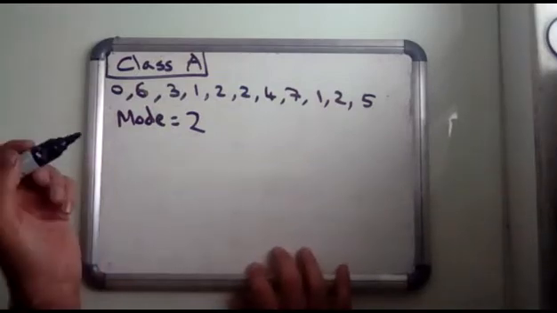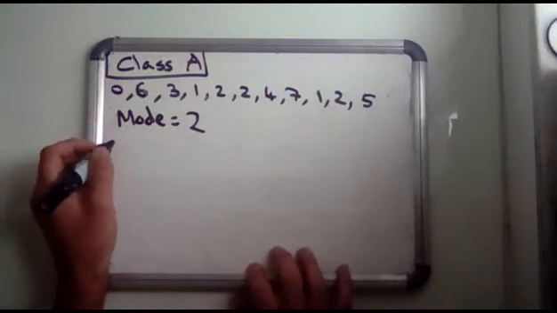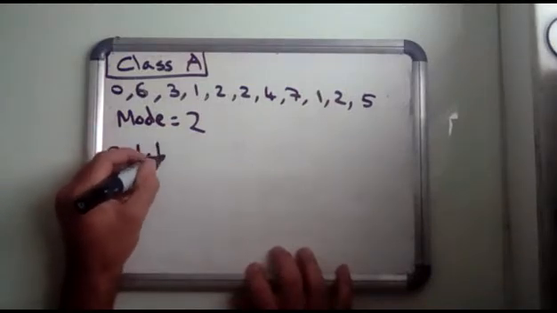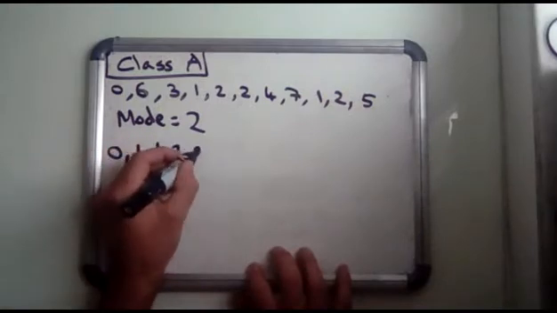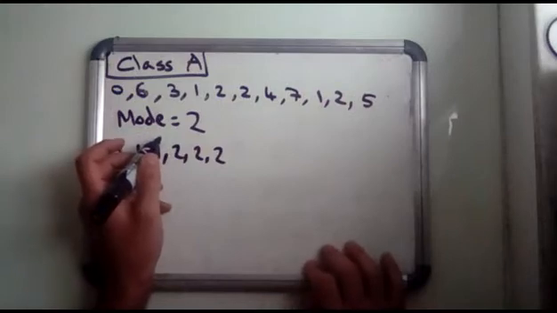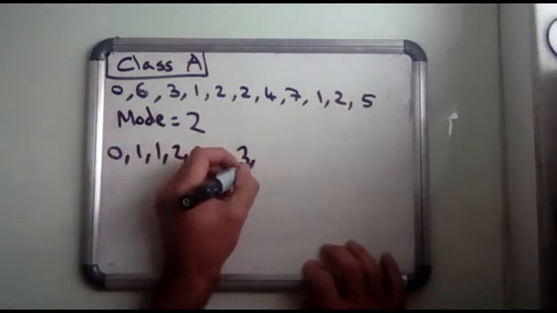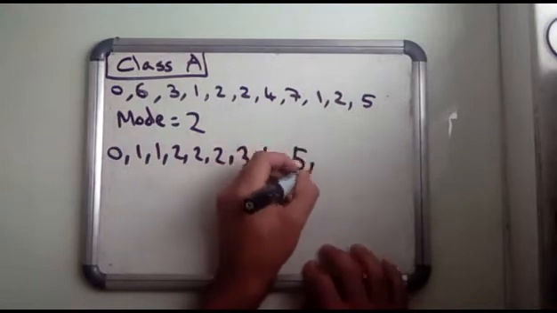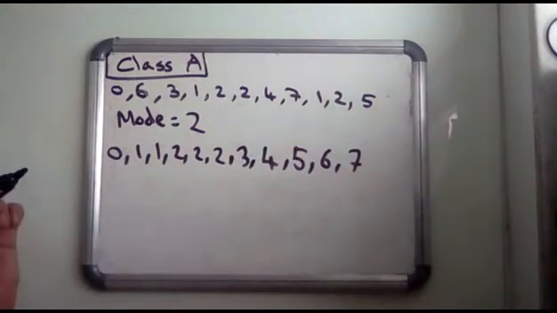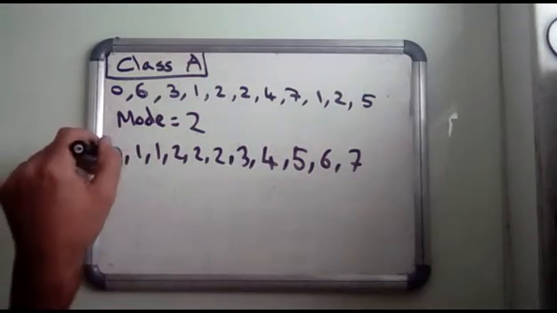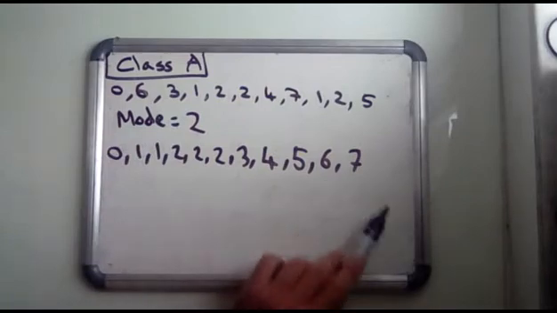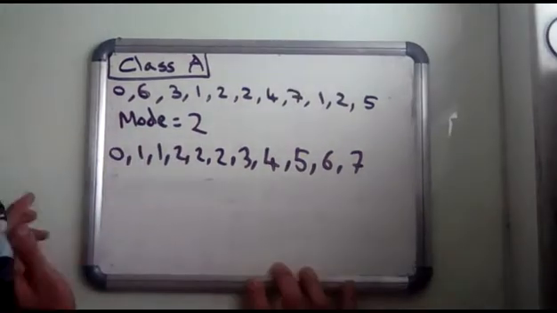Right, now for the rest of them, I'm going to put these things in order. So I'm going to rewrite the data set: 0, 1, 1, there's three 2s, 2, 2, 2, then 3, 4, 5, 6, 7. For a preliminary check, make sure you've still got 11 numbers. 1, 2, 3, 4, 5, 6, 7, 8, 9, 10, 11. So that looks pretty good.